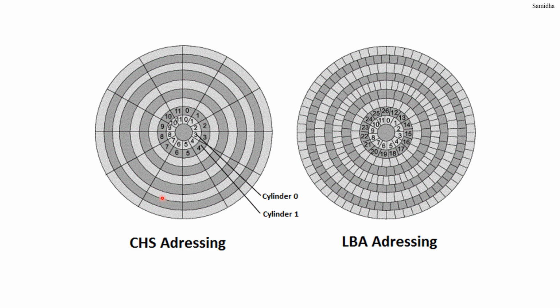As you can see in this image, in CHS addressing, for each cylinder the sector count starts from 0. While in LBA addressing, it has only one sector counter where every sector has a unique number starting from 0 and going in a linear fashion. So this was all about addressing schemes.